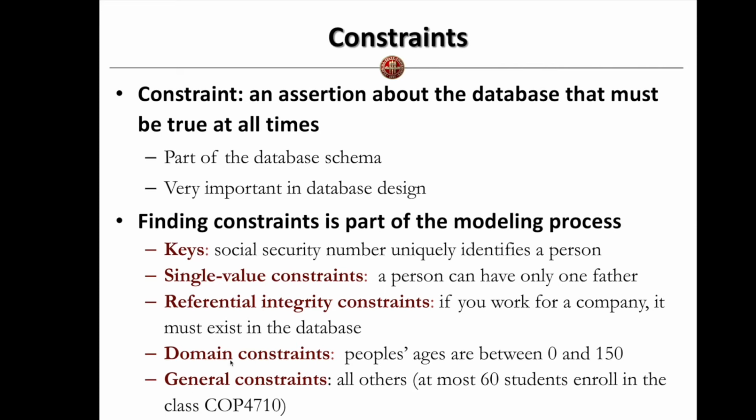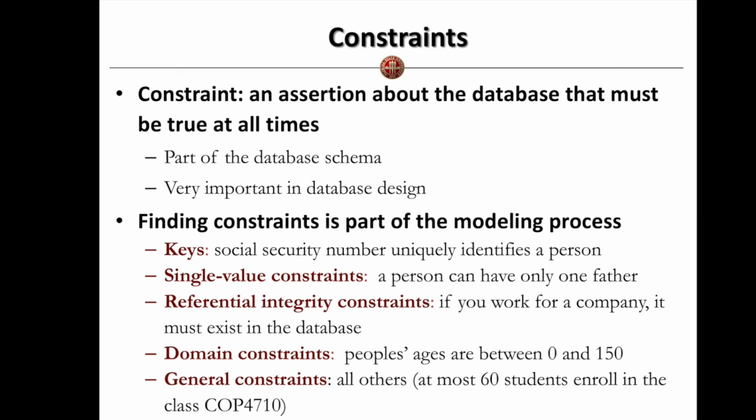Also, we have domain constraints. A person's age should be between 0 and 150. We cannot have a person's age of -10, something like this, right? We can also have other constraints. For example, we can set a limit for the number of students enrolled in a course, like 60 students. So constraints can be very important. They are also one part of database design.